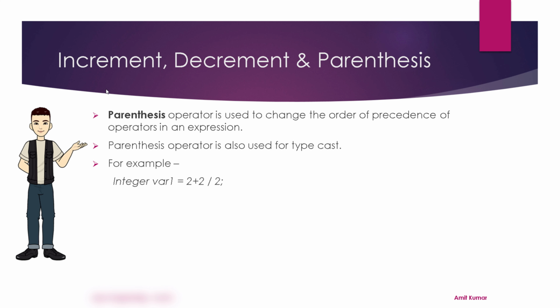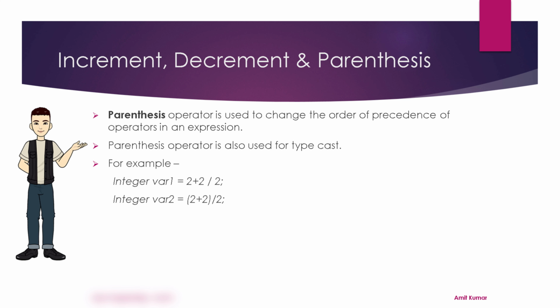For example, if an integer variable is assigned with 2 plus 2 divided by 2 and another integer variable is assigned with the same 2 plus 2 divided by 2, but the 2 plus 2 is enclosed in the parenthesis, then we will get different results in these two variables. In the first variable, division operation will be performed first and then the addition. So 2 divided by 2 will result into 1. Plus 2 will result into 3.